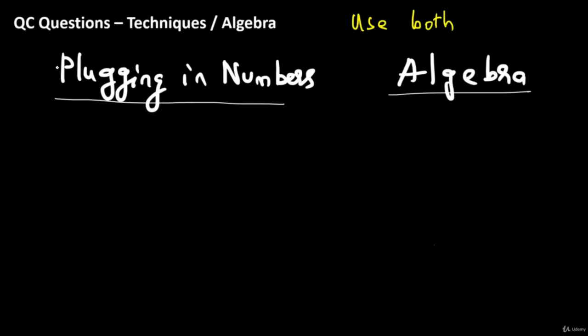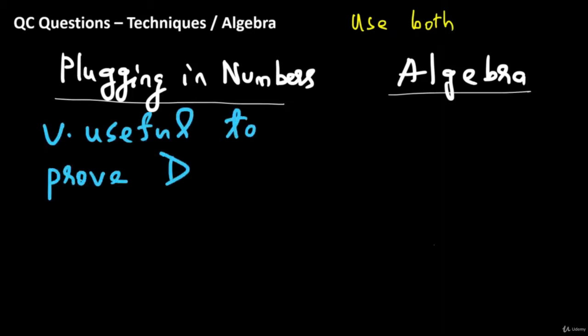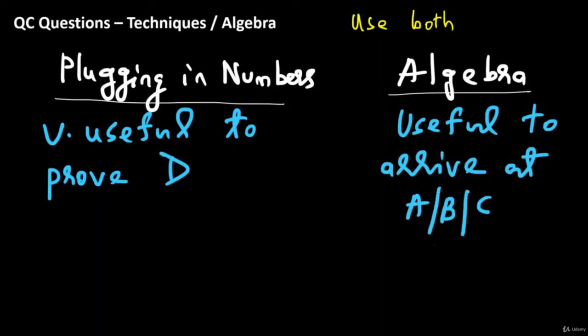Now remember, plugging in numbers is very useful to prove the answer as option D, that is, the relationship cannot be determined. And algebra is many times very useful in arriving at the correct answer, whether it is A, B or C, in a very short time. Let me quickly demonstrate this to you over here, and then we will move on to the techniques in great depth. Alright, now let's take a sample question.